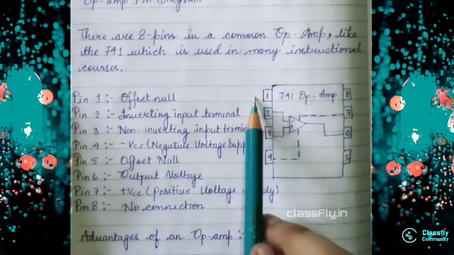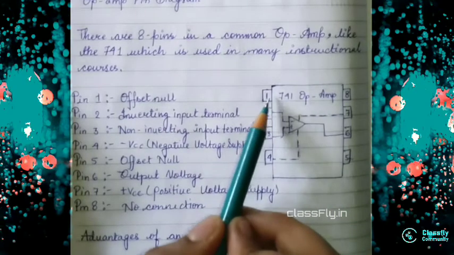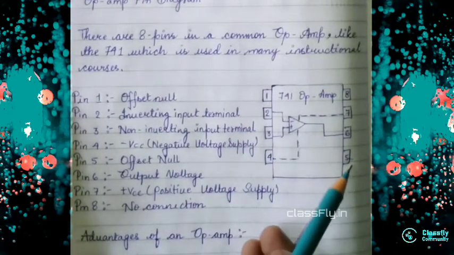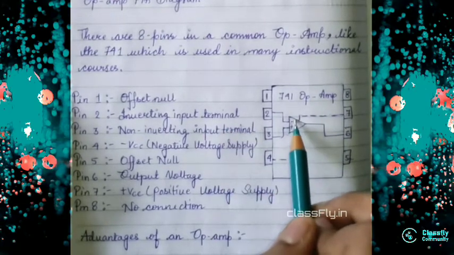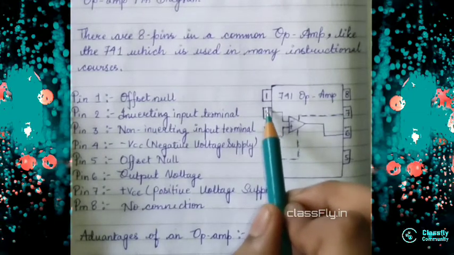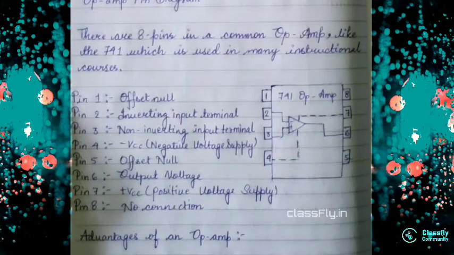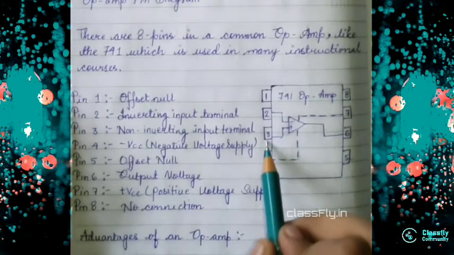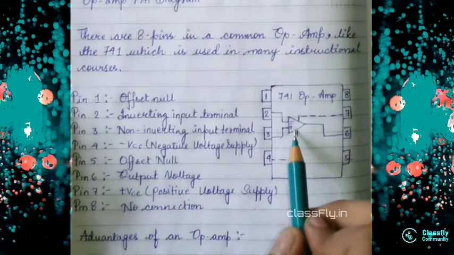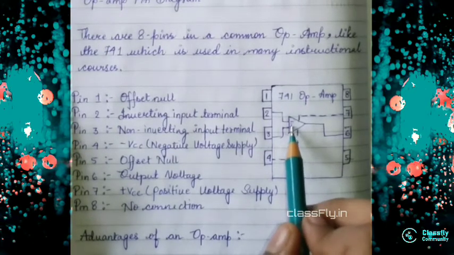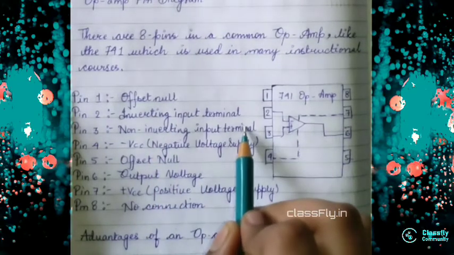The first pin is an offset null, and the fifth will also be an offset null. That means both diagonals, 1 and 5, are the offset null. The inverting input terminal, marked with minus, is connected to pin 2 of the IC 741, so the second pin is the inverting input terminal. The third pin will be the non-inverting input terminal, because it carries the plus sign, which means non-inverting, as we have already done. As it is connected to the third pin, it is known as the non-inverting input terminal.